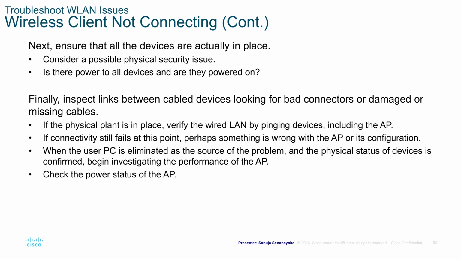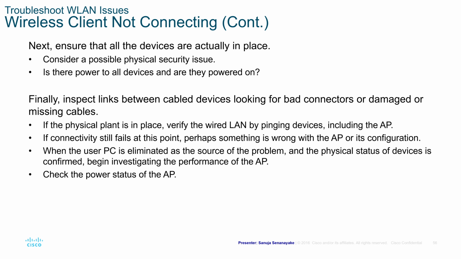So finally, inspect links between cabled devices, looking for bad connections, damage, or missing cables. Another thing I just added is the cable length, so make sure it is properly allocated and properly done. If the physical plant is in place, verify the wired LAN by pinging devices, including the access point. If connectivity still fails at this point, perhaps something is wrong with the access point or its configuration.